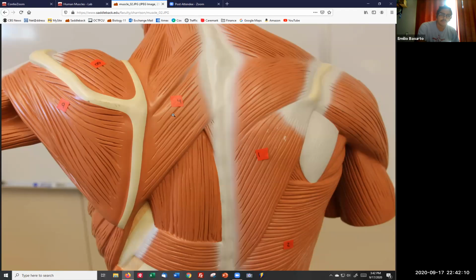I'm sorry, can you repeat that again? Yeah, when the rhomboides contract, this part, this is the medial side of the scapula. Here's the spine of the scapula. The medial side will be drawn in, and the same would happen on the other side. So it's like putting your arms behind your back.